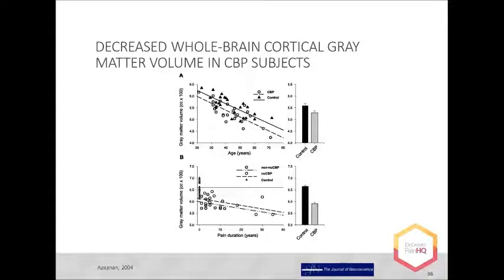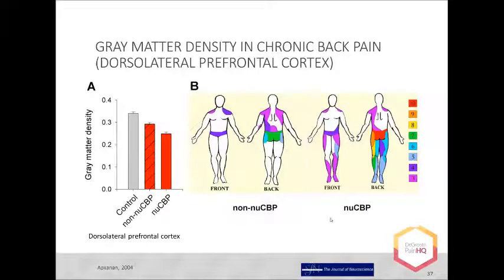So a person that has chronic pain every day, the brain atrophies about 10 years, so it gets older by 10 years. And the more chronic pain the person has, the more atrophy happens. This graph shows that the longer the pain duration, the more brain atrophy happens. He also showed that there is a difference between people that have a non-neuropathic chronic back pain, a chronic back pain that doesn't have any neuropathic characteristics, which has gray matter atrophy, but the person that has chronic back pain with a neuropathic component has more gray matter atrophy.